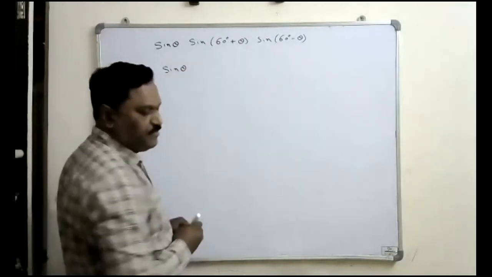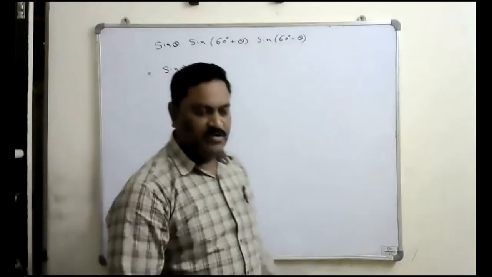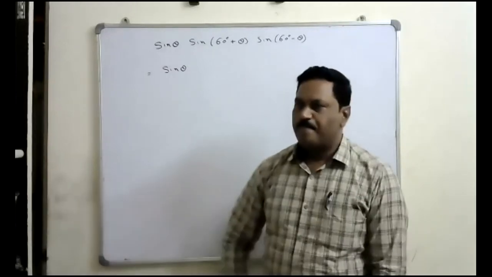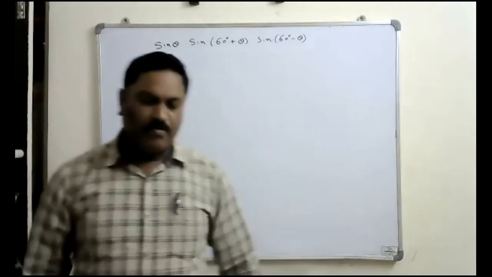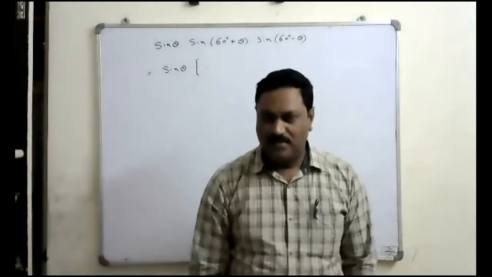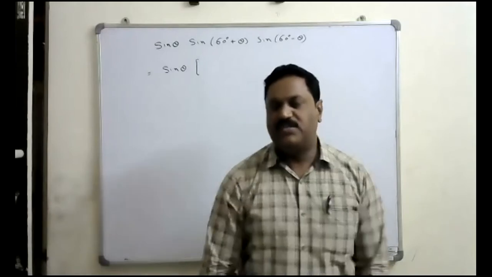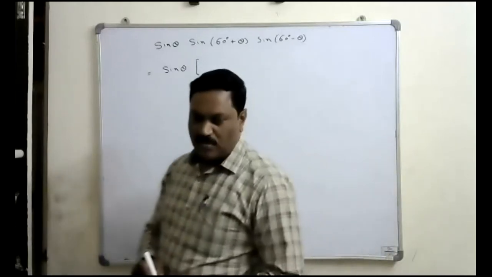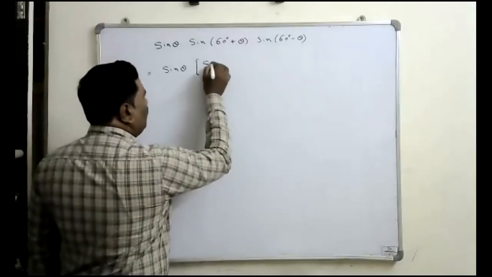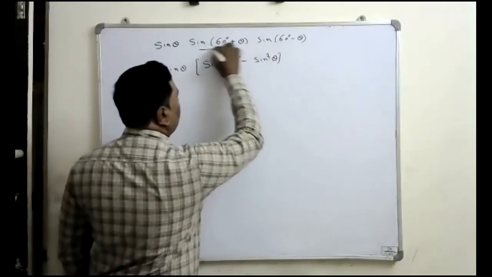Now, if you observe these two terms, this is in the format of sin A plus B into sin A minus B. In the previous topic we have seen the formula for sin A plus B into sin A minus B. What is the formula for it? इसका रिजल्ट दिया था मैंने: sin square A minus sin square B. So sin square A, where A is 60 degree, minus sin square B, B meaning theta. Like that, we can write this product.